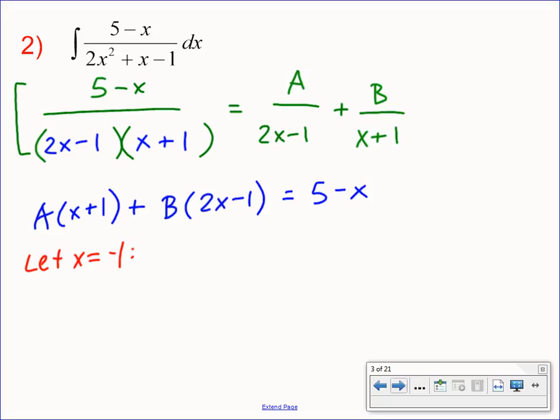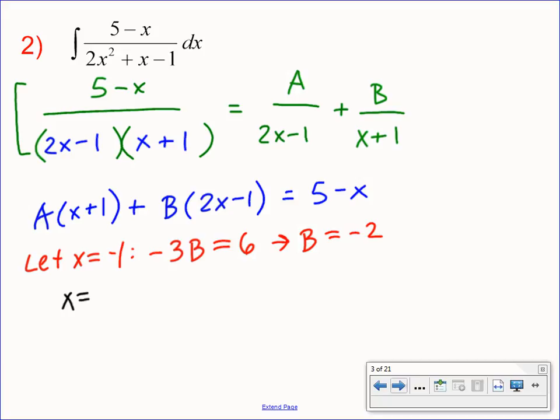Thank you. In doing so, the A term drops out, and I get 2 times negative 1 is negative 2, minus 1 is negative 3, so negative 3B equals 5 minus a negative 1, which is 5 plus a positive 1, is 6. Therefore, B must equal negative 2. Raise your hand if you had B is negative 2. Did you get that? Yes! That's great news. Let's let x equal, what do we do for this one? Danny?